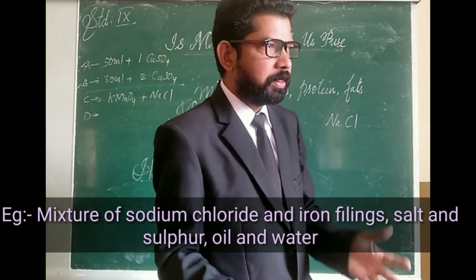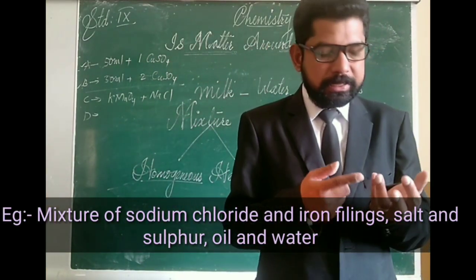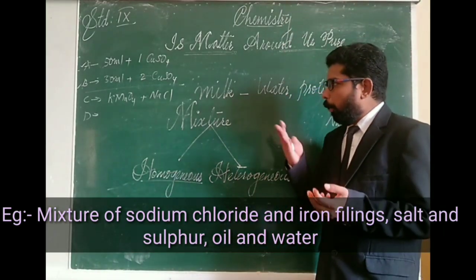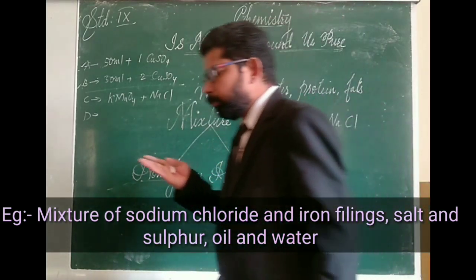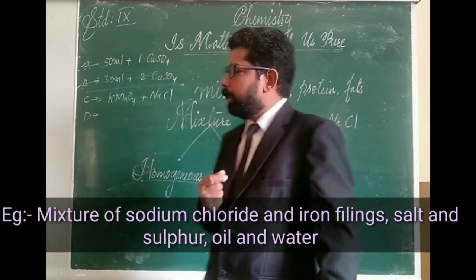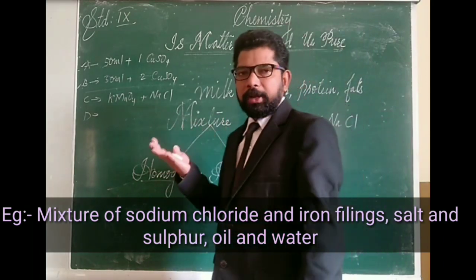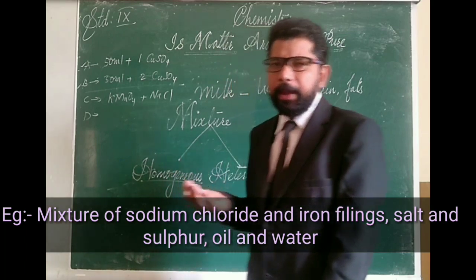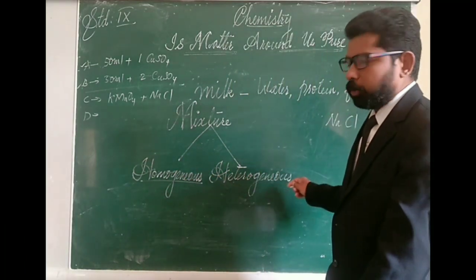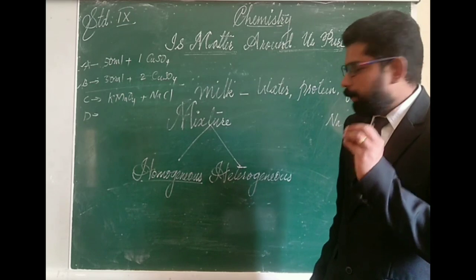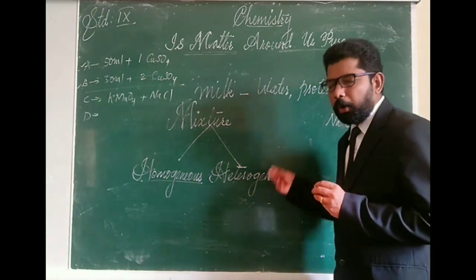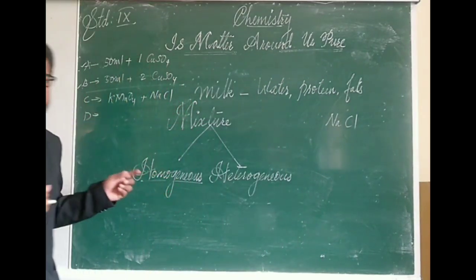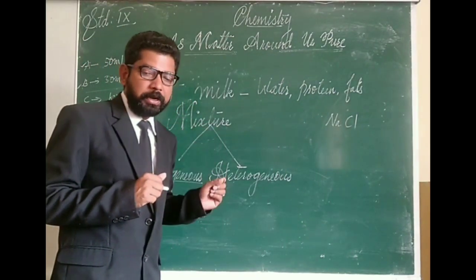Many examples of heterogeneous mixtures we can say: the mixture of iron and sulfur, the mixture of water and chalk powder, the mixture of salt and soil. So many examples we can give. Heterogeneous mixtures do not have uniform composition throughout, but homogeneous mixtures have uniform composition throughout.